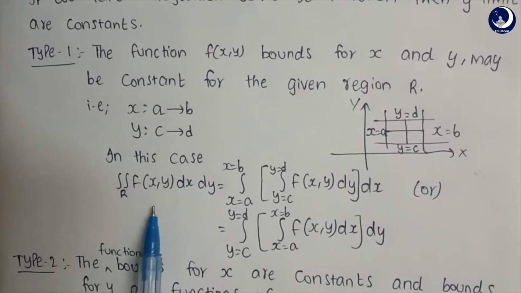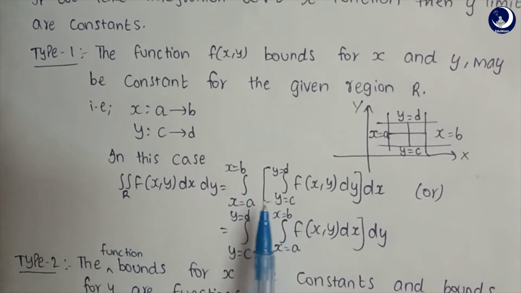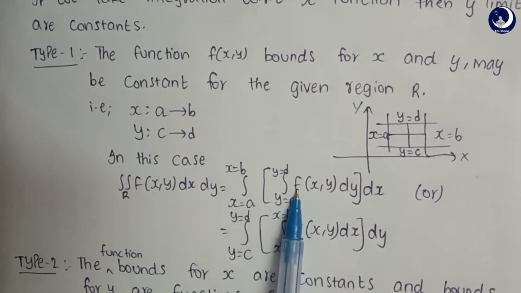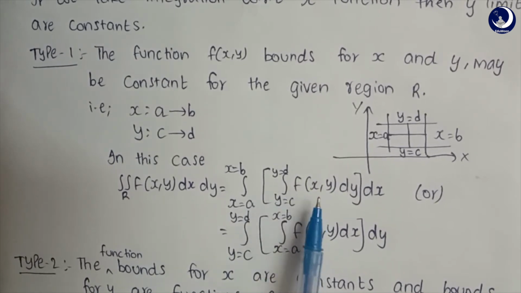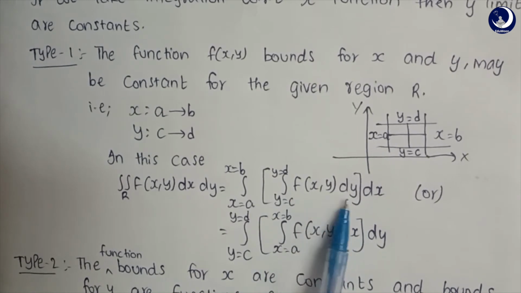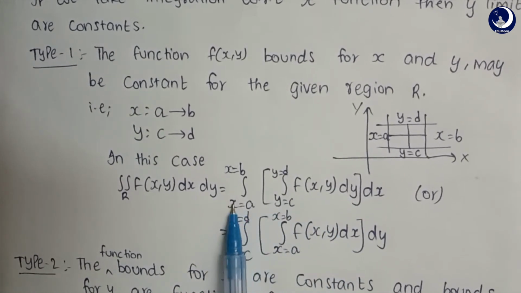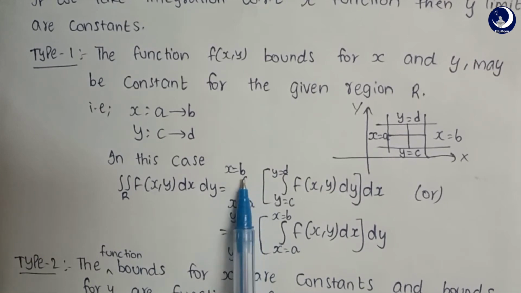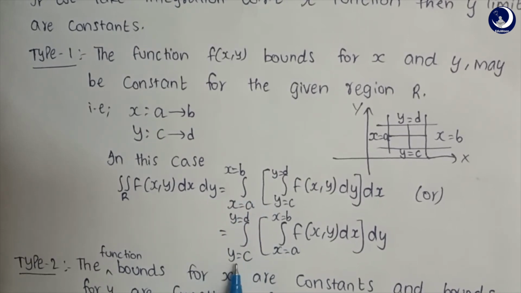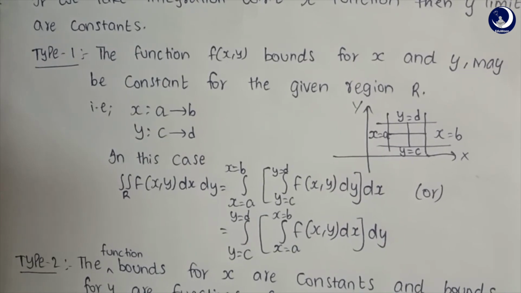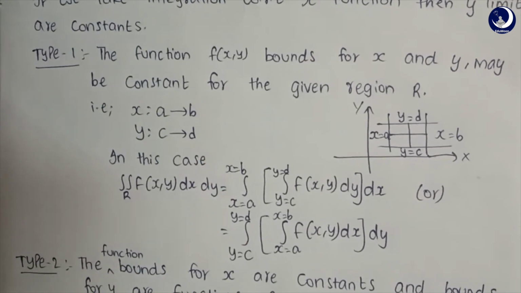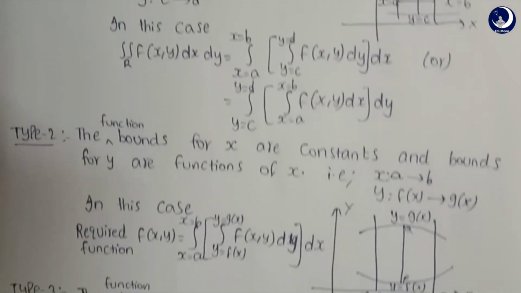So the condition is: if you take y limits as variables, the integral is from y equal to c to y equal to d of f of x comma y dy, that means the y function, and the x limits are constants, x equal to a, x equal to b. And if you take x limits as variables, then the y limits are constants. Like this, you can find it in either of 2 ways. But in some cases there are type 2 and type 3.